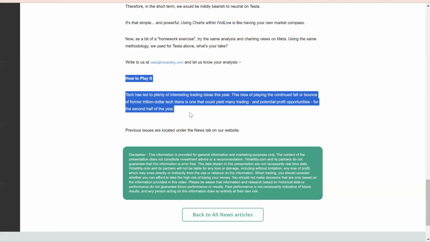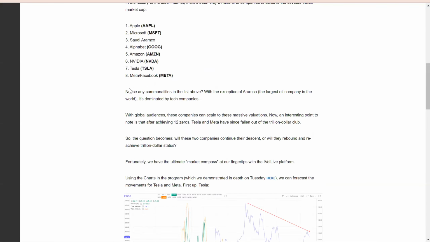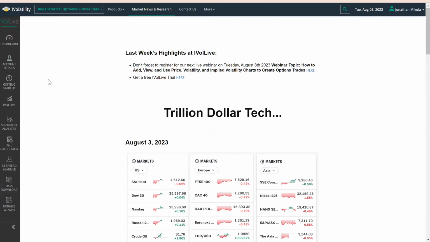And then, of course, we come here and how to play it, right? So all this information is great, but how can we use it to impact our options trading? Because that's what IVolLive is all about, which is how to use this as an engine to make good options trades, right? Minimize losses, maximize gains. That's the whole big idea behind the IVolLive platform.